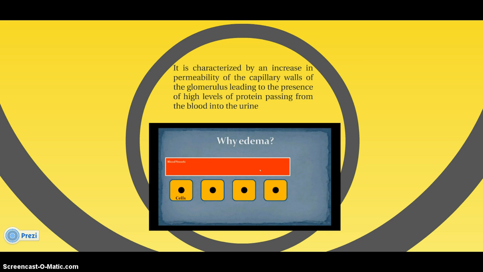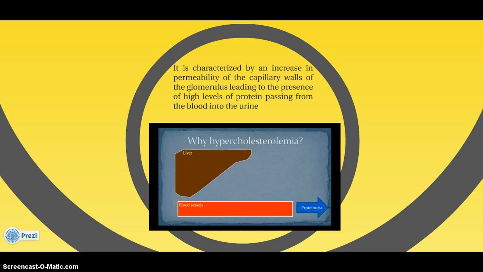Let's imagine this is a blood vessel, and these are the cells, and here between the cells are the interstitial tissues. As you can see here, first of all we have proteinuria, which means loss of protein in urine, and this will lead to decreased level of albumin in the blood, which we call hypoalbuminemia, and this will lead to disruption of oncotic pressure in the blood vessels, and this will lead to the shifting of fluid from the capillaries to the interstitial space.